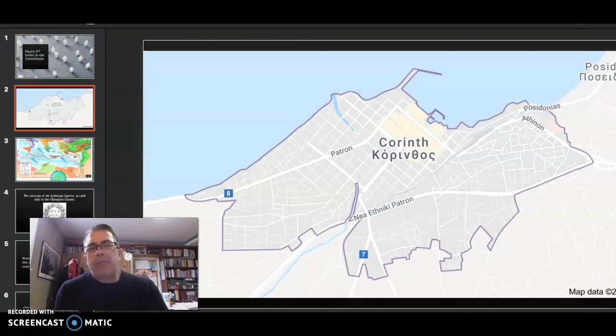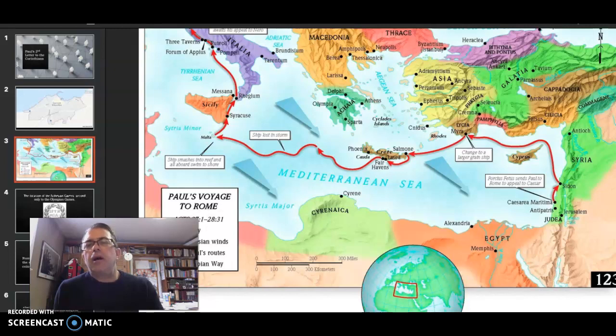This is a map of Corinth. You can see it's right there on the northwest side of this little strait. So Corinth is right here. This is where we're talking about. This is Paul's second missionary journey, or maybe it's the third. This is the voyage to Rome. But in any case, you can get a picture of where Paul is.